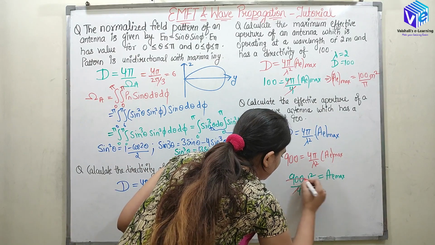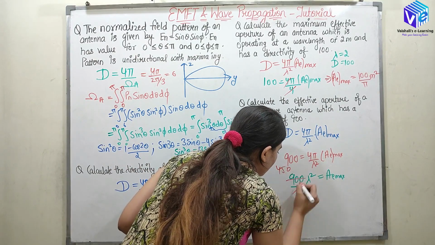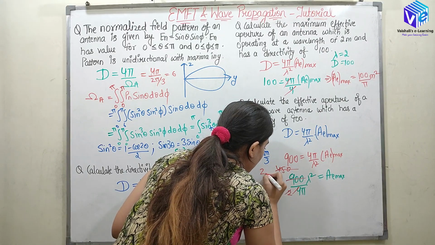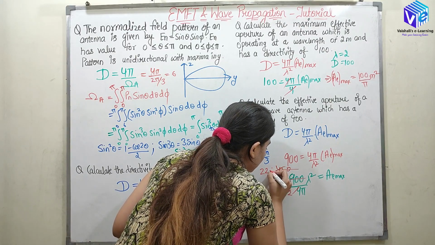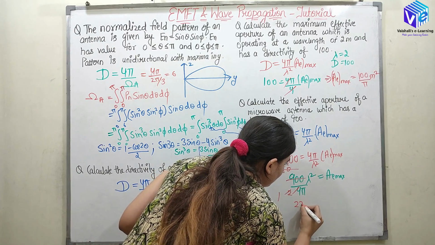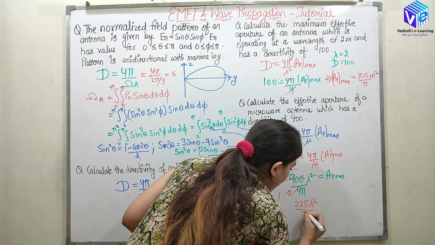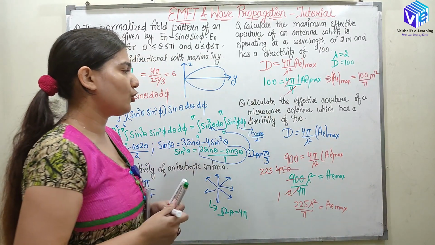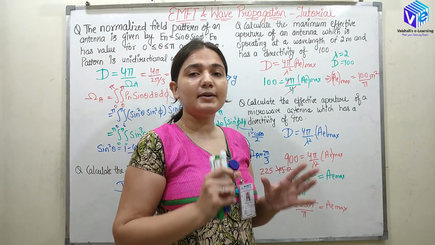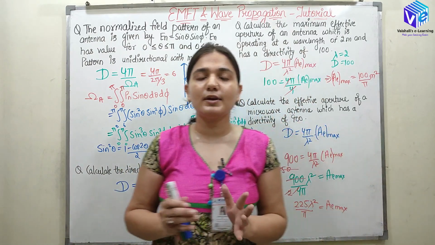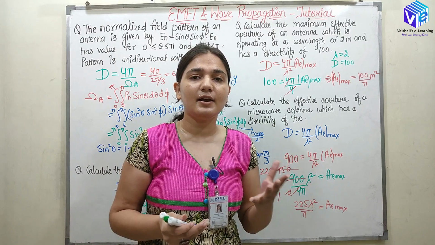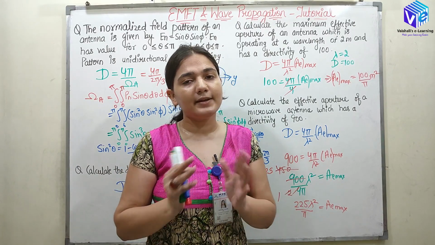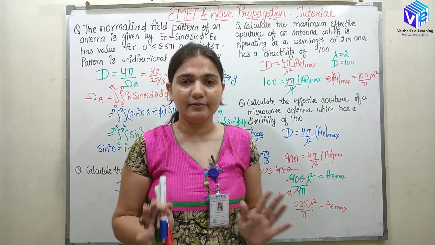So 450 when divided by 2, I'll be having 225. So we have 225 lambda square upon pi is equal to AE max. Now if the directivity is given in dB, you can convert it into another form as well. With the help of log base 10, we can convert the units of directivity as well.